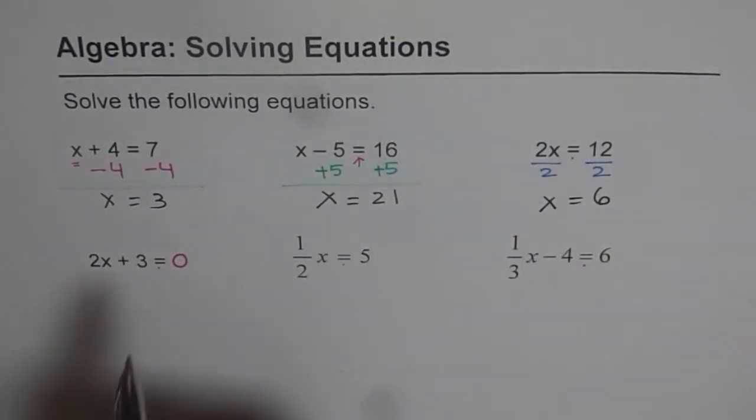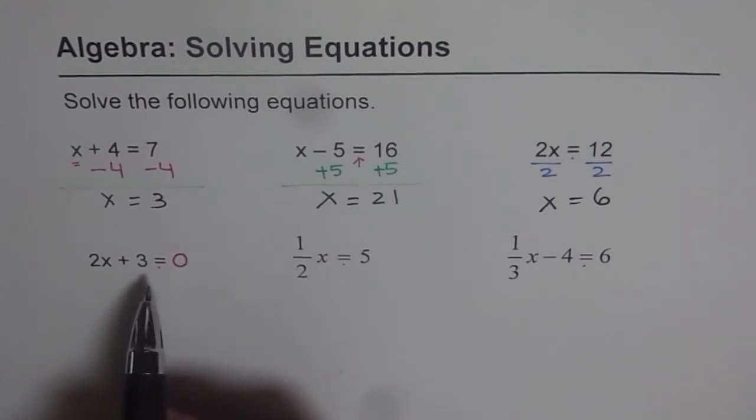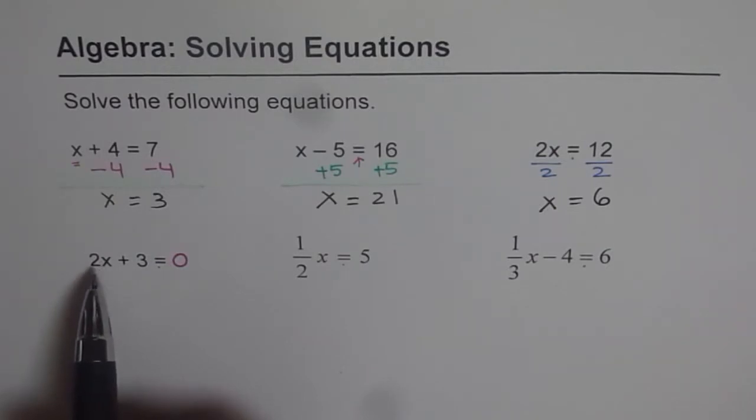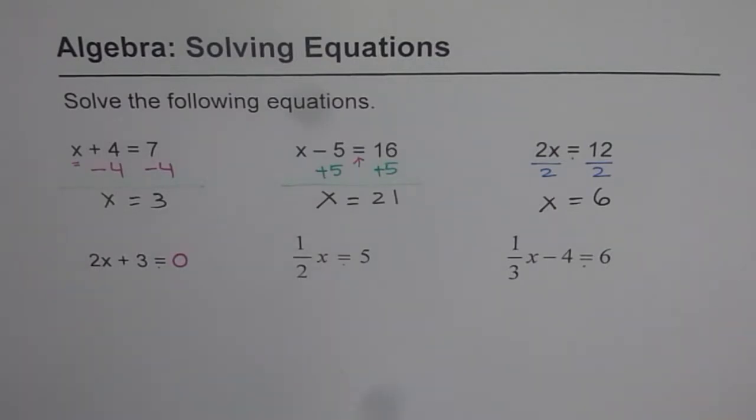We'll do this now. So here, what should we do? We will adopt both things. One, it is addition, so we should take away 3. And the second step should be multiplication by 2, so we should divide by 2. So that is what we will do now.